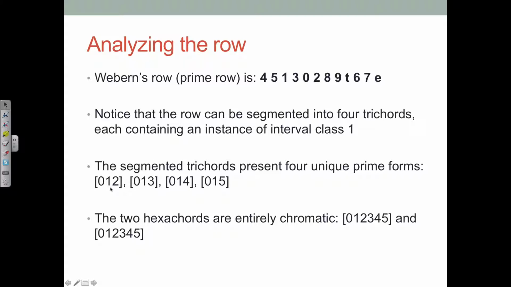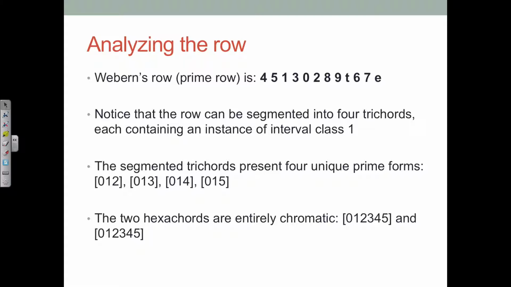Also, the prime forms are really interesting too. You can see that there's a pattern here: 012, 013, 014, 015. So where one trichord has 2 instances of interval class 1, the other has an instance of interval class 2, the other has an instance of interval class 3, and another an instance of interval class 4. So it's a really interesting way that Webern came up with this row form.